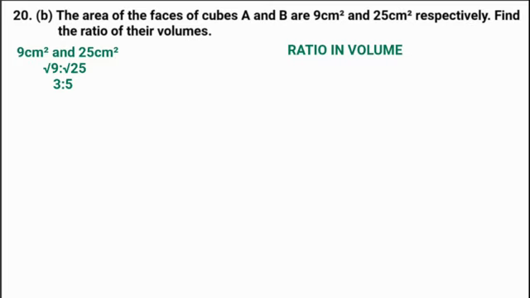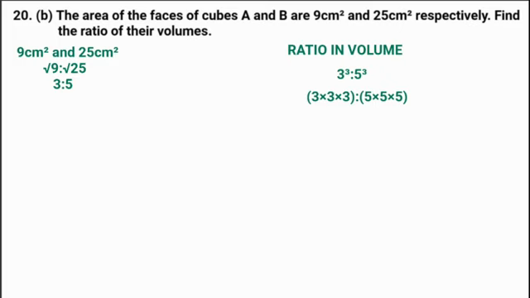Now once we've found this, we can go ahead and find the ratio in volume. So we are going to get this basic ratio, 3 to 5. Then we're going to raise these numbers to the power of 3. Then we're going to expand that. So 3 will be multiplied by itself 3 times, and 5 will be multiplied by itself 3 times.